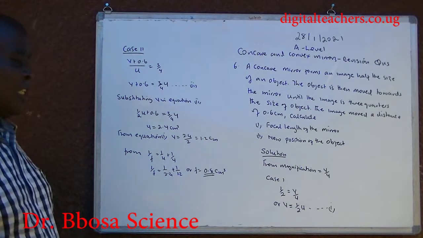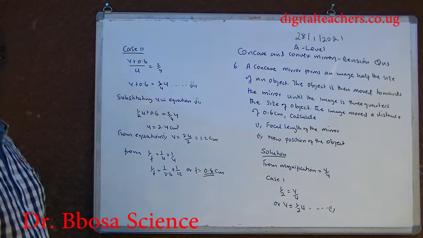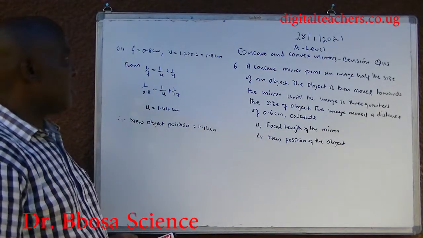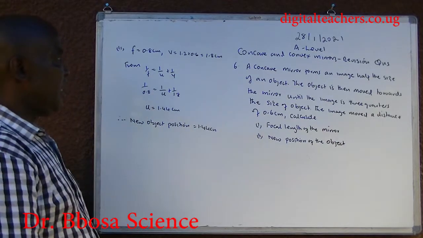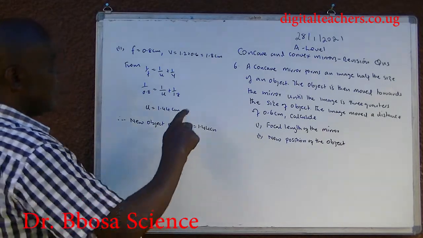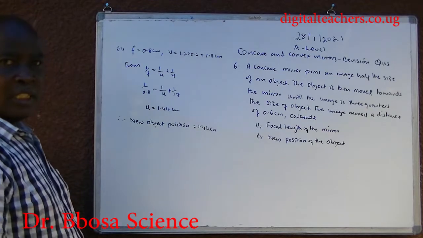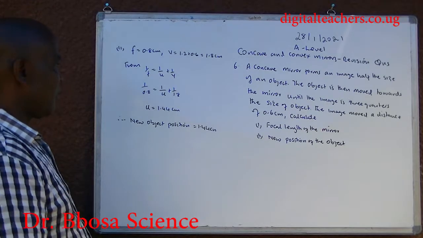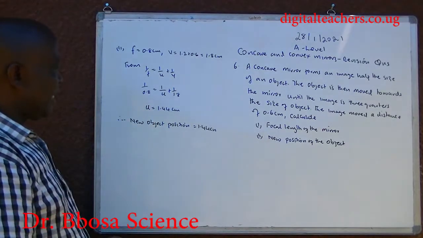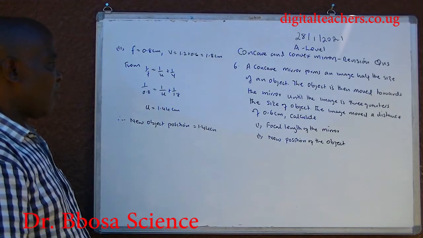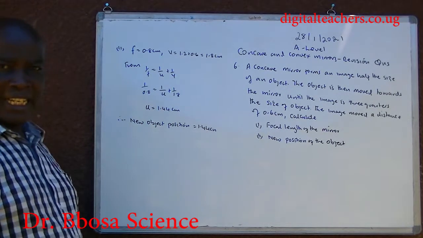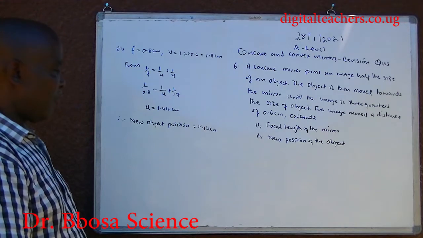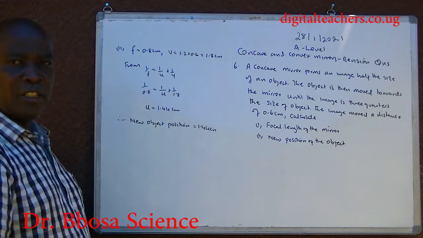Calculation gives us f is equal to 0.8 centimeter. From 1, f is equal to 0.8. V is equal to 1.2 plus 0.6, which is equal to 1.8 centimeter. From 1 over F is equal to 1 over U plus 1 over V, 1 over 0.8 is equal to 1 over U plus 1 over 1.8. U is equal to 1.44. The new object position, therefore, is equal to 1.44 centimeters.